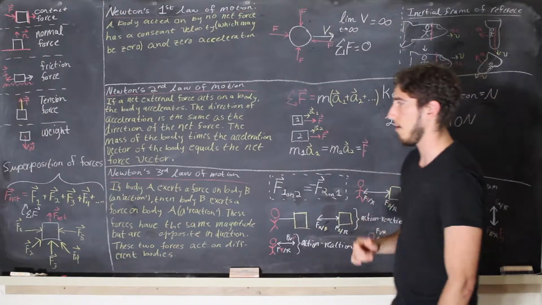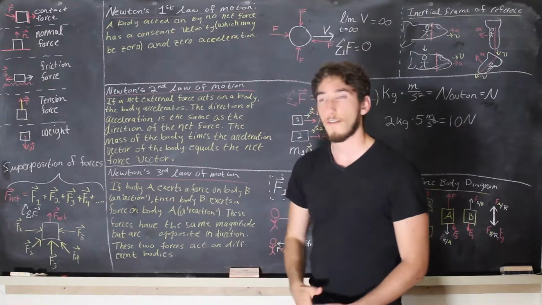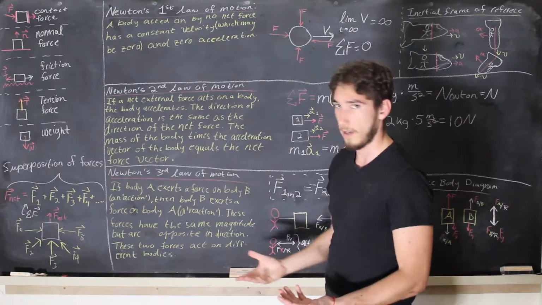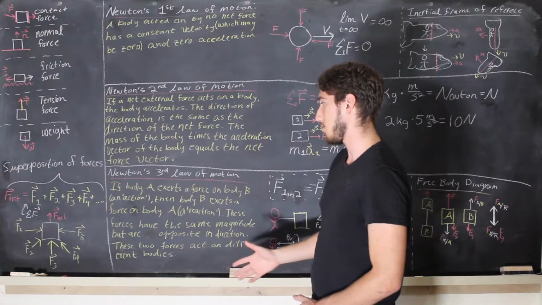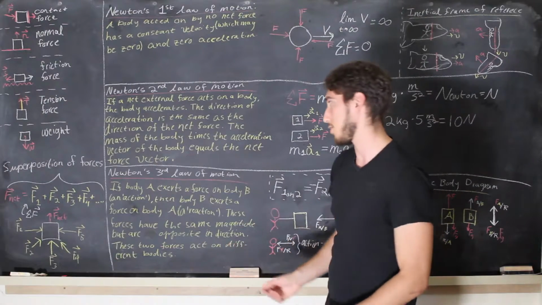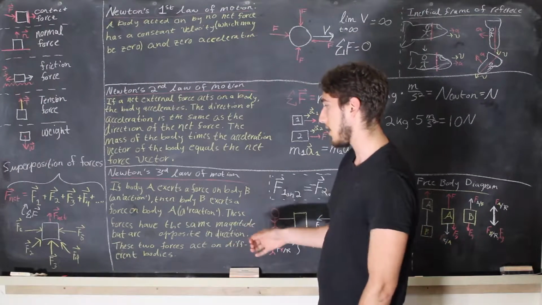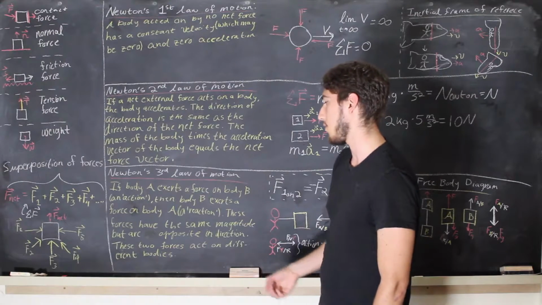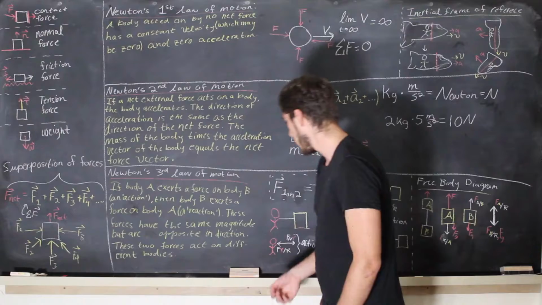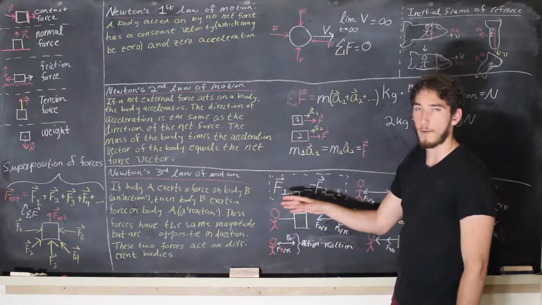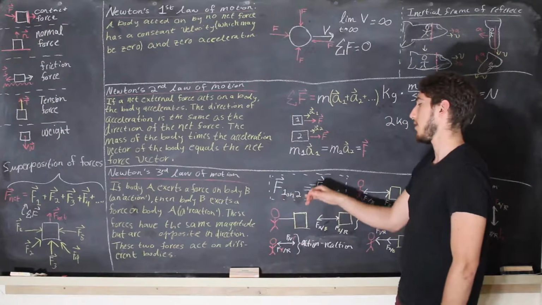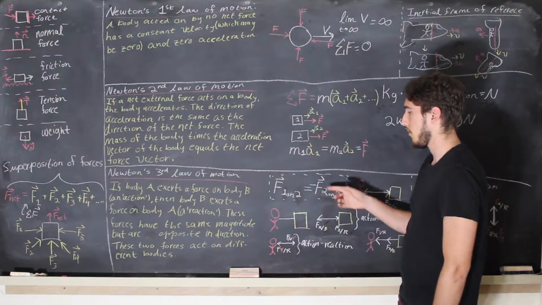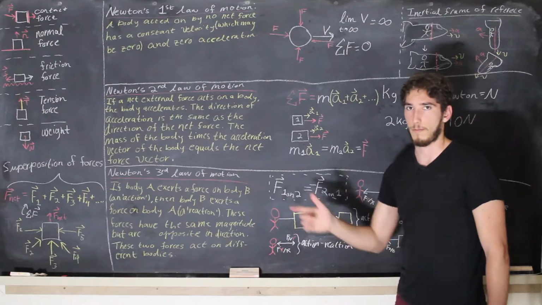The last law of motion, Newton's third law of motion, is: if body A exerts a force on body B, an action, then body B exerts a force on body A, a reaction. These forces have the same magnitude but are opposite in direction. These two forces act on different bodies. Essentially, what this is saying is that the force body 1 exerts on body 2 is equal to the force that body 2 exerts on body 1, but it'll be negative, meaning it'll be in the opposite direction.